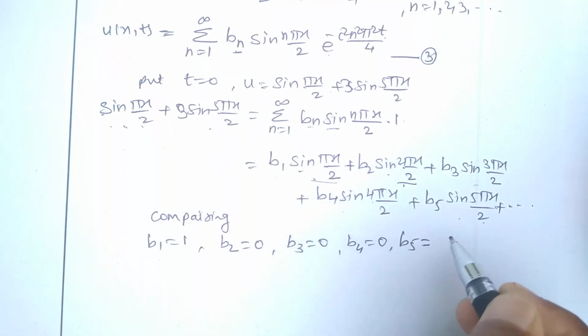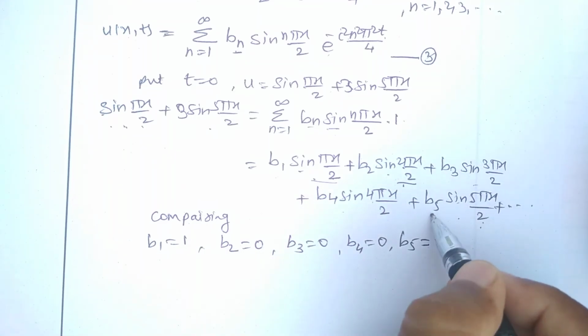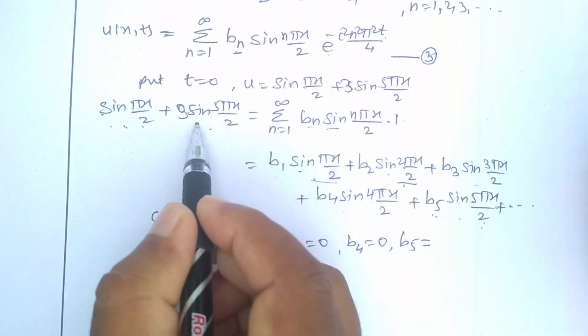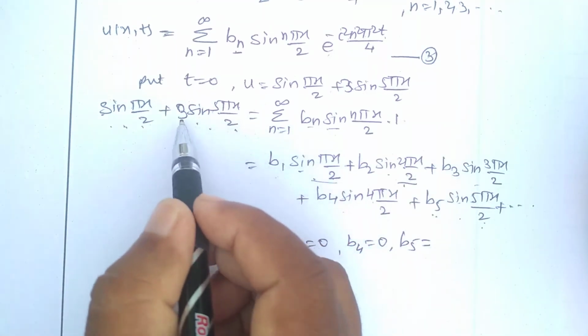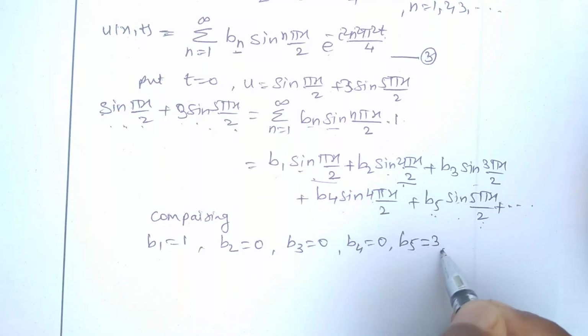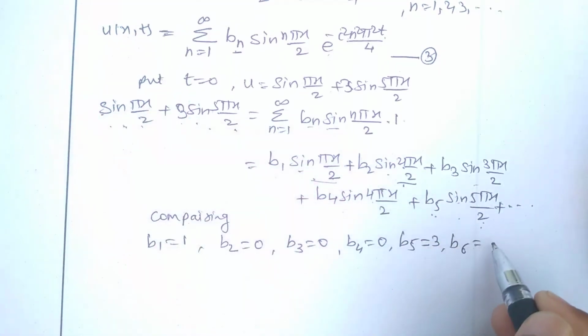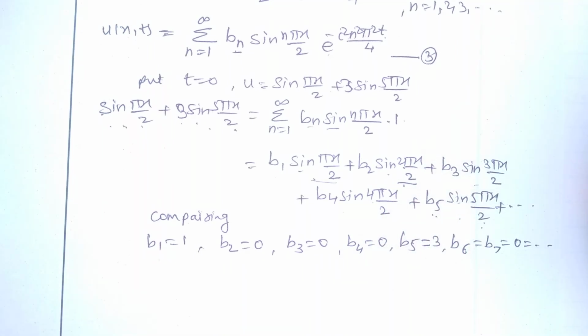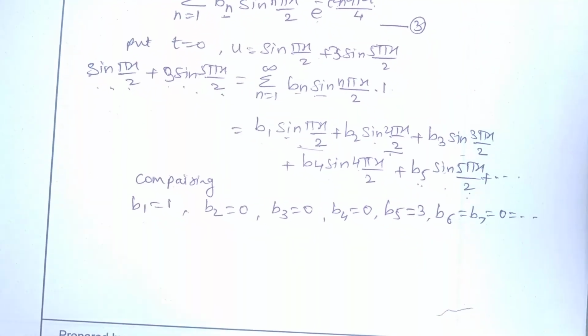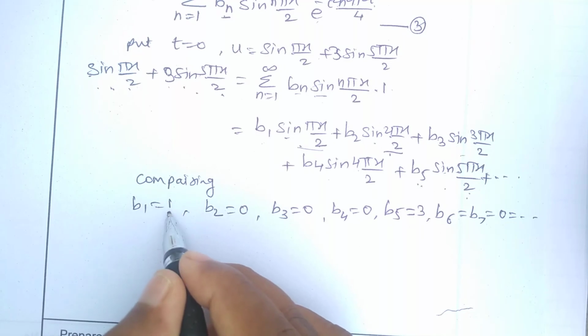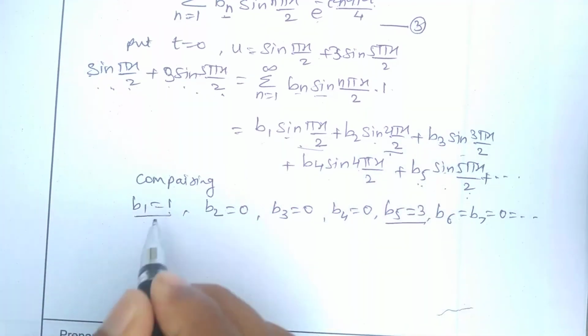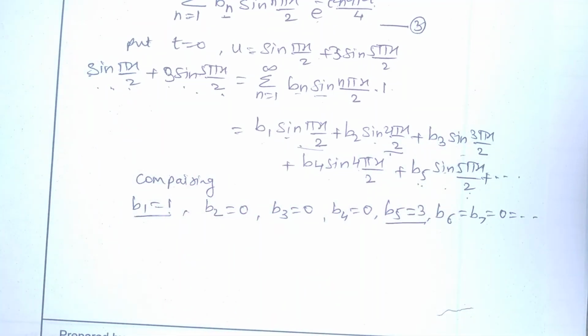What about b5? For sin 5 pi x by 2, the coefficient is b5, and sin 5 pi x by 2 is present here, with coefficient 3. So the value of b5 is 3. Then the remaining terms, b6 onwards, are absent on the left hand side, so all those coefficients are 0. So only two coefficients are non-zero, that is b1 and b5. These two coefficients are non-zero. All the remaining coefficients become 0.